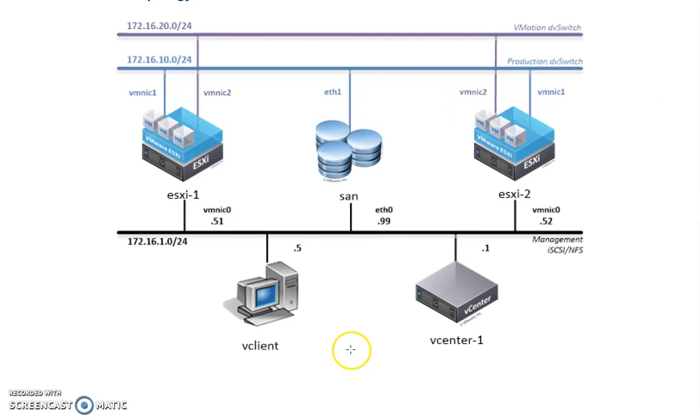And if we take a look at the topology, we can see that here is 172.16.1.0. That is our management network. And then if we take a look over here, we have 172.16.20.0, and that is our vMotion network.